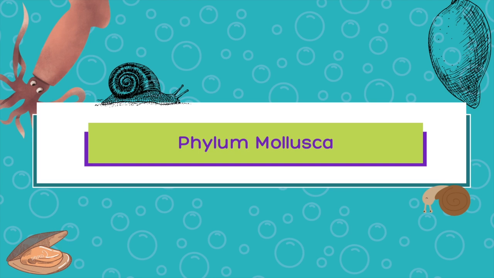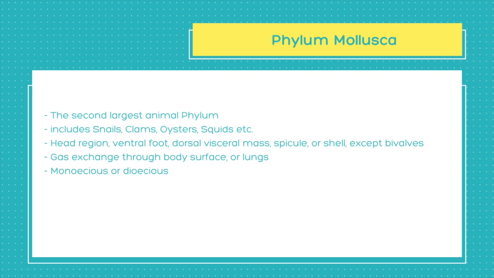First, we will talk about the creatures found under phylum Mollusca. The phylum Mollusca is the second largest animal phylum. It includes creatures like snails, clams, oysters, and squids. The creatures found under this phylum can be divided into a head region, a ventral foot, a dorsal visceral mass, spicule, or shell, except bivalves.